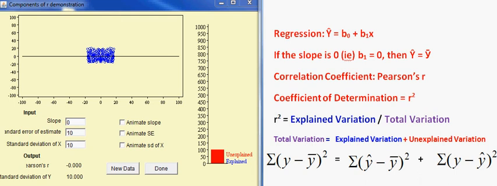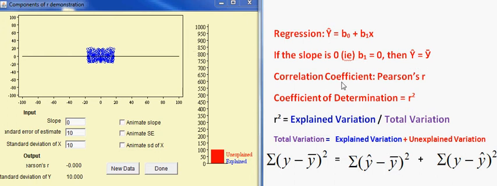In this session, we are going to cover regression and correlation. I'm using Rice University's demonstration website to do this. So first, let's focus on the right-hand side. The regression line, the fitted line, y hat equals b0 plus b1x. And if the slope is 0, that is b1 is 0, then the fitted y hat equals y bar.